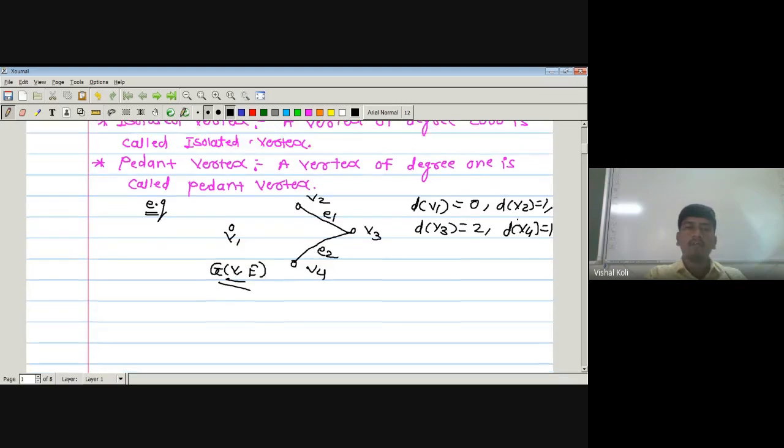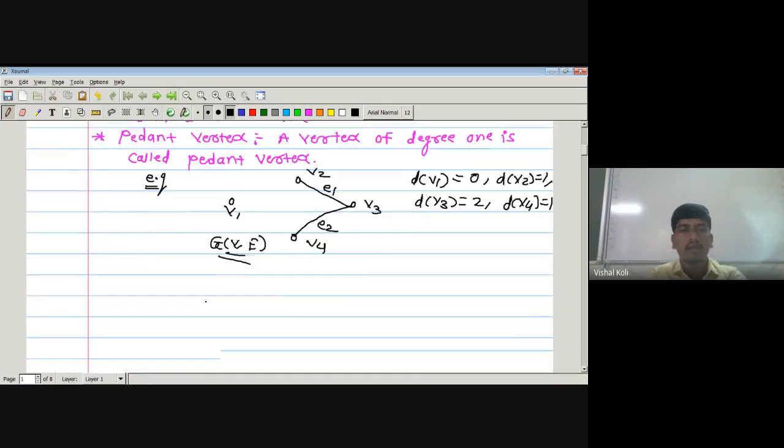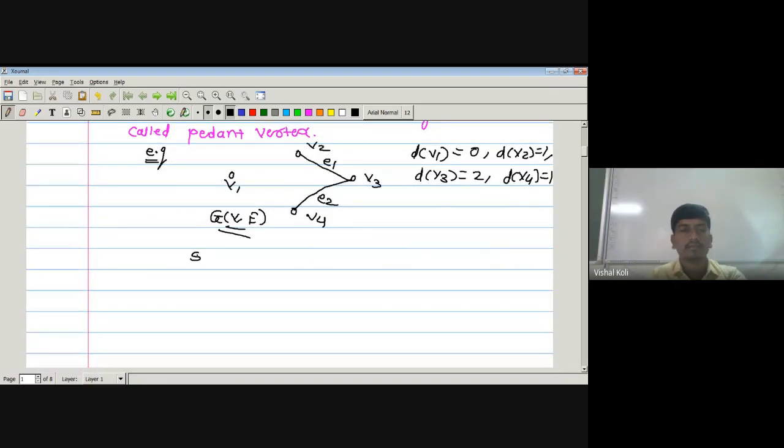Okay, now we have to find out the isolated and pendant vertices. Isolated vertices are nothing but those vertices having degree 0, and there is only one vertex V1 which has degree 0 in the graph G. Therefore, V1 is an isolated vertex.